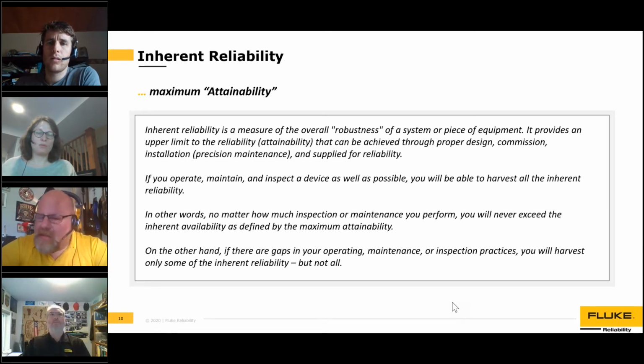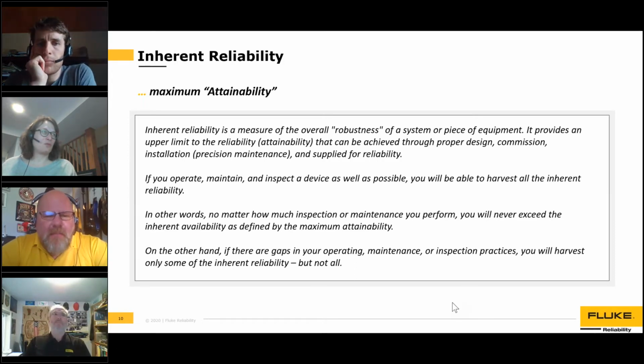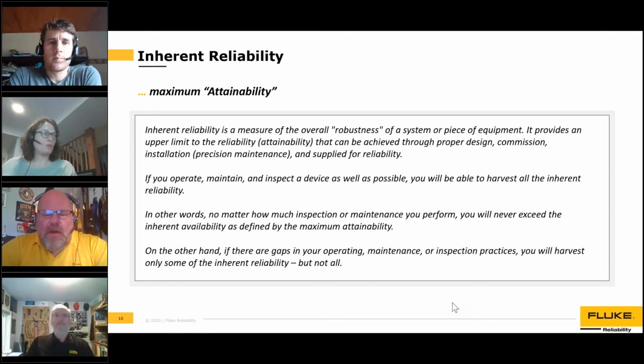Okay, so I'm not going to read this to you. The slide deck will be available to you, but basically what I just talked about with inherent reliability, we call that the maximum attainability of the system, the asset, the components. Okay, and so really all we're trying to do is make sure that we are designing the asset and the component so that it has maximum reliability, which we also call attainability. So inherent reliability is all about that concept. Next slide.